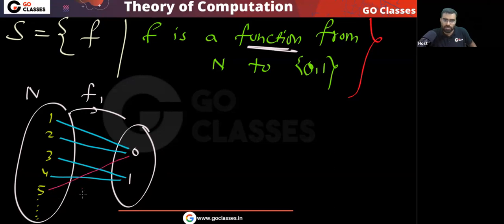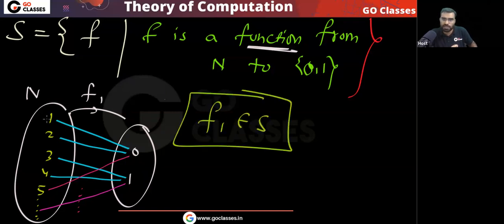Yes or no? Do you agree? So you can see this is your function. This is a function from n to {0, 1}. So this F1 belongs to S. I hope you understood. This function belongs to S.